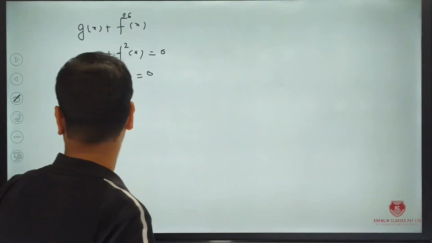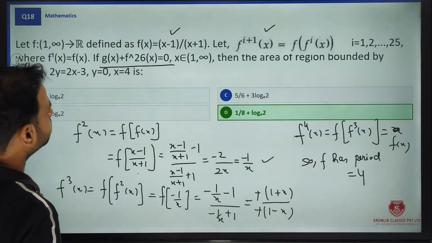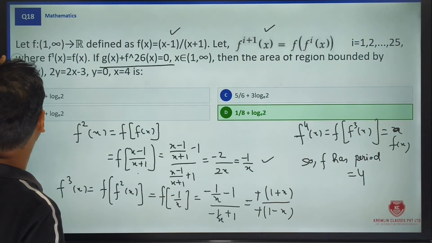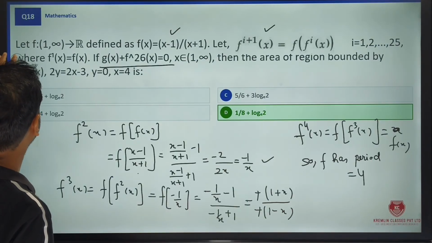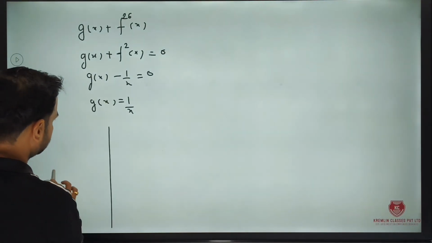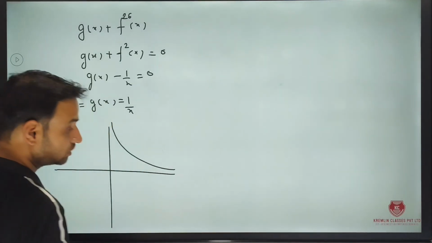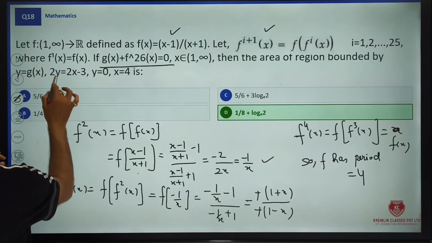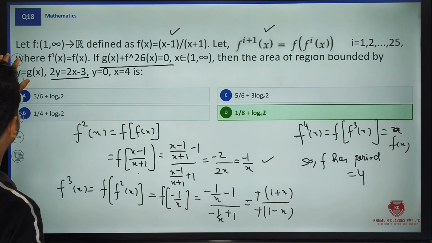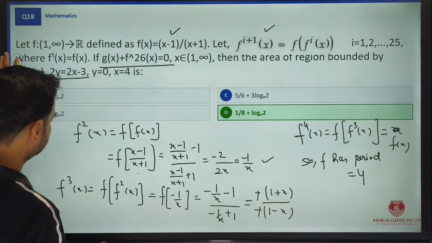Okay. Now we have to find the area bounded by the curve y equal to 1 by x, and 2y equal to 2x minus 3. So this is y equal to 1 by x. This curve is like this. For the line 2y equal to 2x minus 3, at x equal to 0, y equals minus 3 by 2.